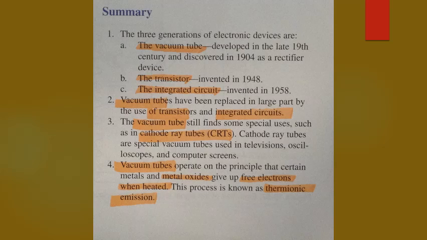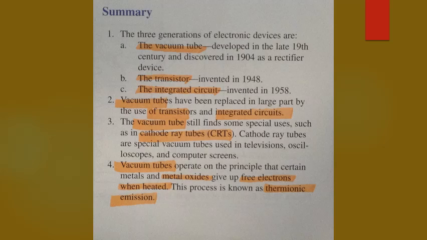2. Vacuum tubes have been replaced in large part by the use of transistors and integrated circuits. 3. The vacuum tube still finds some special uses, such as in cathode ray tubes, CRTs. Cathode ray tubes are special vacuum tubes used in televisions, oscilloscopes, and computer screens, among other places.